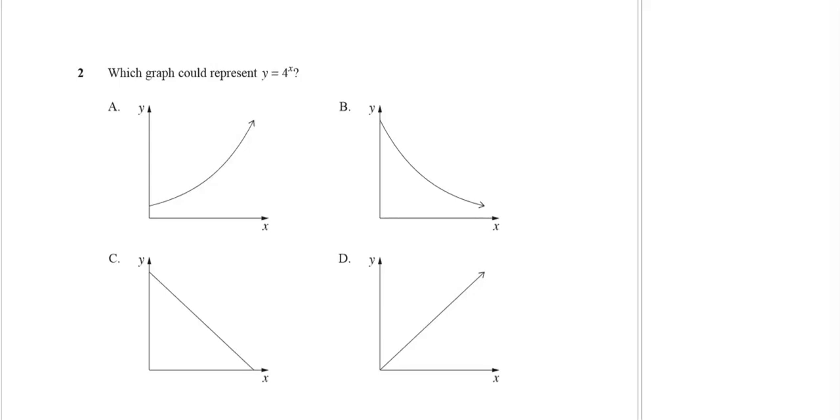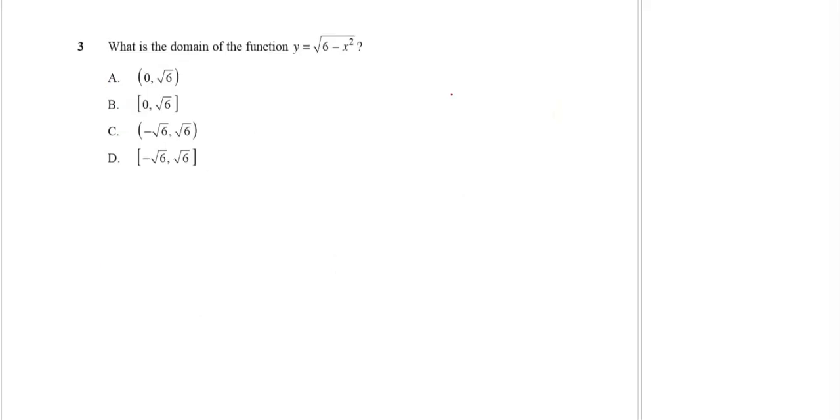Question 2. Which graph could represent y equals 4 to the x? Pause here to try yourself. Okay, we're looking for an exponential. It's certainly not linear, so we can eliminate C and eliminate D. Because the base number is 4, it's more than 1, we know that as x goes to infinity, y will also go to infinity. So we're looking for an exponential that meets that criteria. The answer is A.